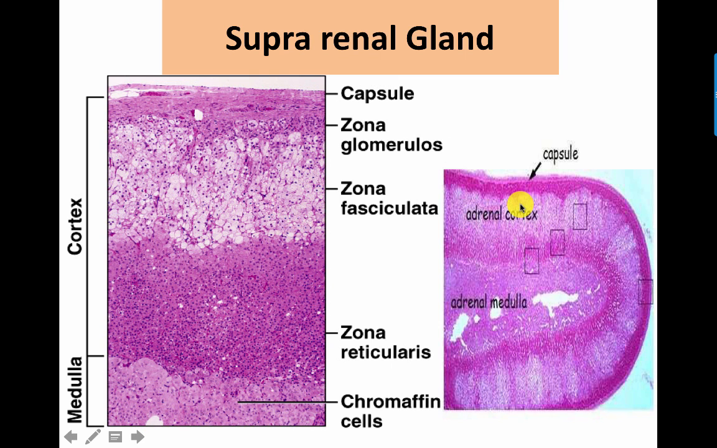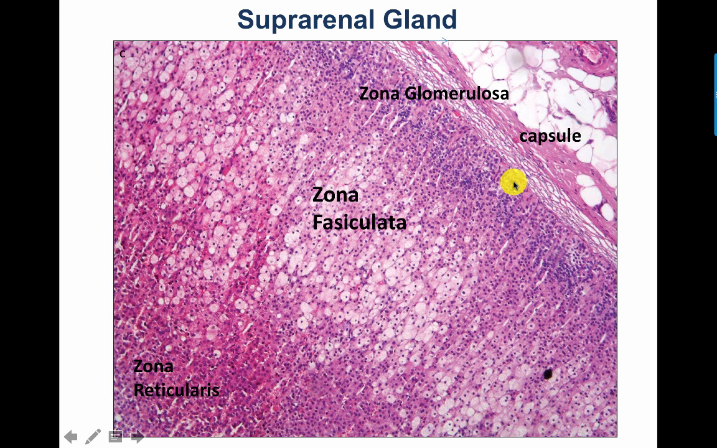Also, this is a very low magnification. You can see the capsule. Then we have the cortex, and this is the medulla. In the deep part of the cortex, the red area means the zona reticularis, the light area means the zona fasciculata, and the relatively darker area here is the zona glomerulosa, and this is the capsule.